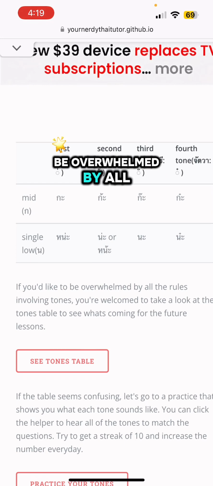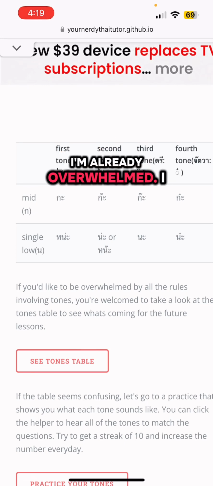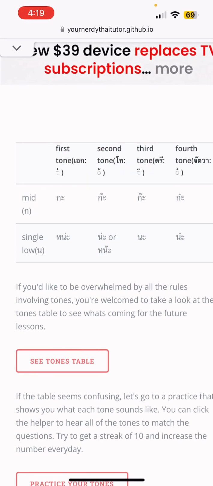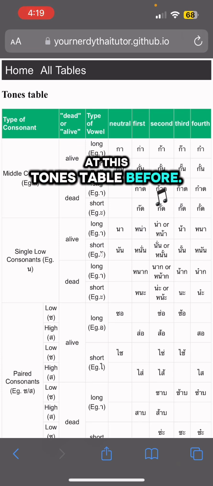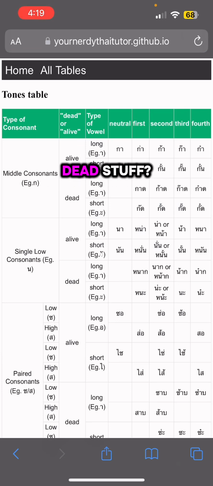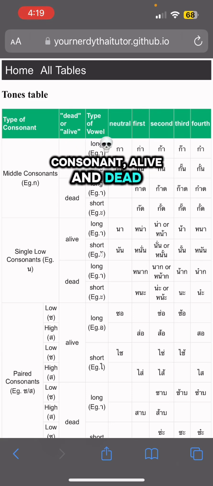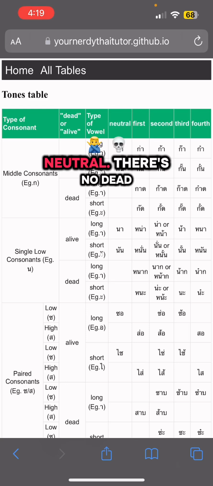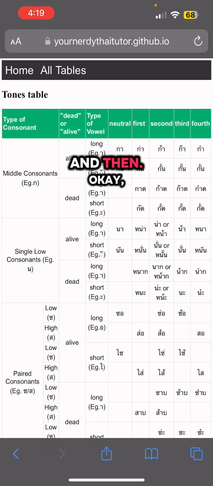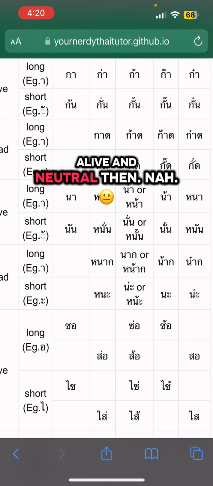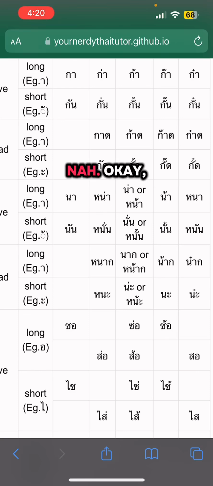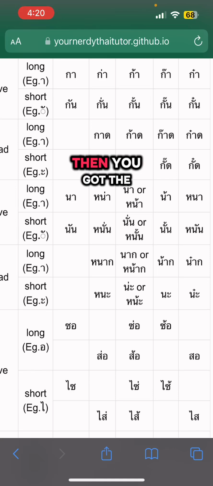If you'd like to be overwhelmed by all the rules involving tones, I'm already overwhelmed. I could be more overwhelmed. You're welcome to take a look at the tones table and see what's coming for future lessons. Alright. I think we've looked at this tones table before. Okay, so now we're doing the alive and dead stuff, I guess. So middle consonants, alive and dead. Neutral, there's no dead for neutral. And then, okay, that's what we just looked at. I did want to see the single low, see how it looks different alive and neutral. You got na, na, okay. Then you got the mai ek.